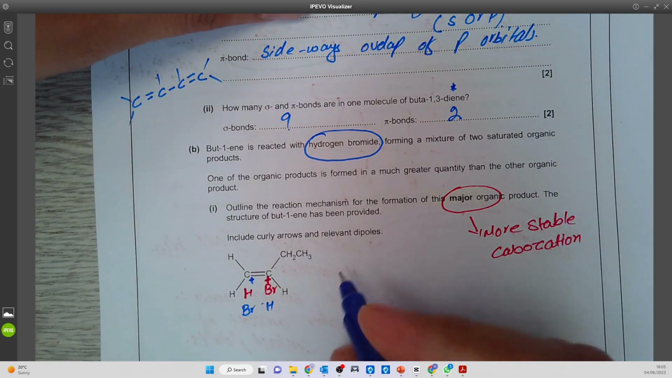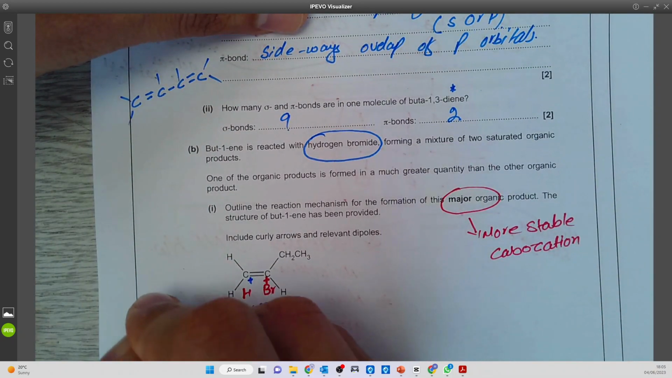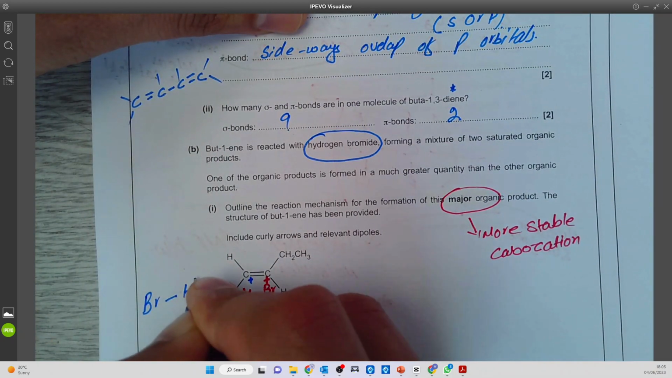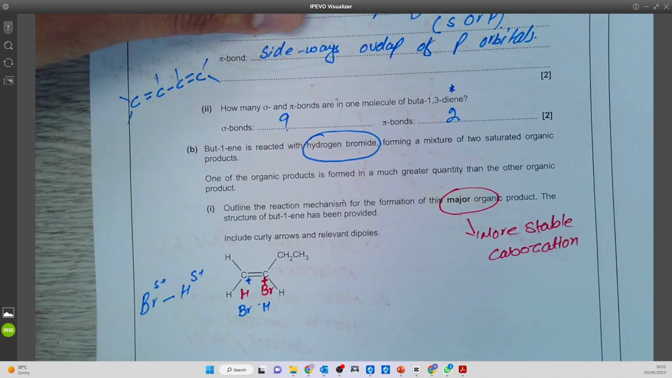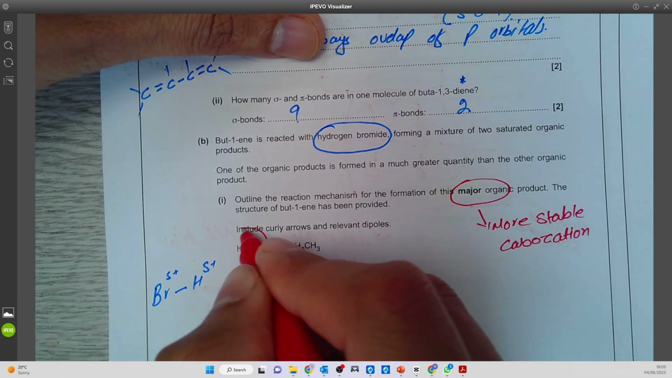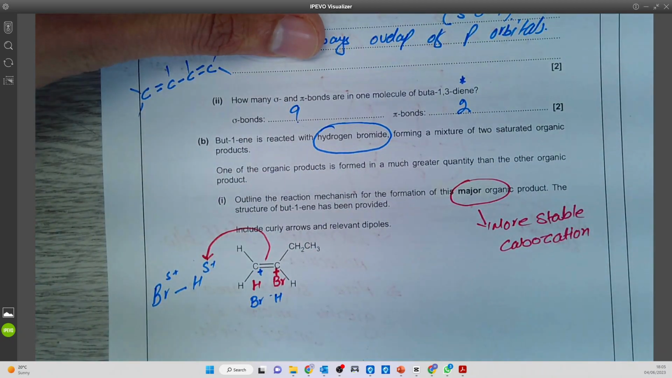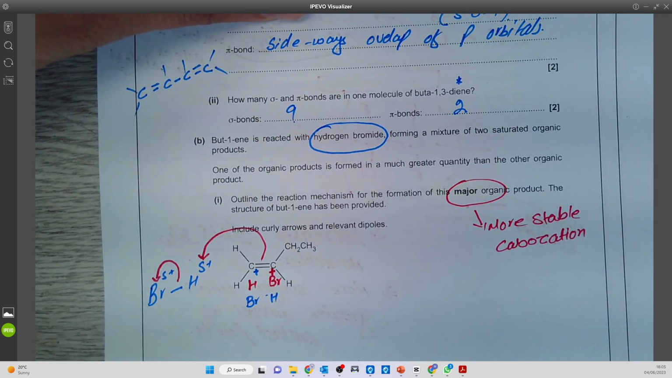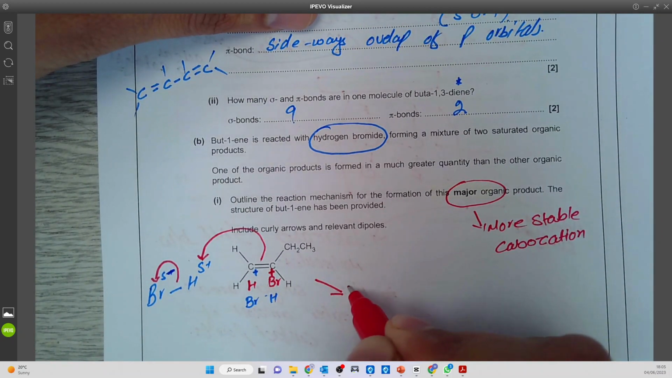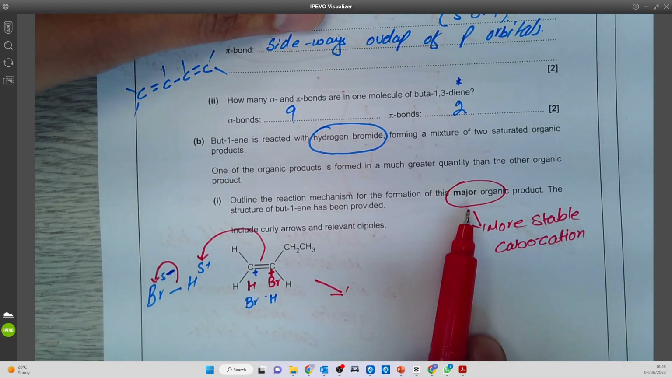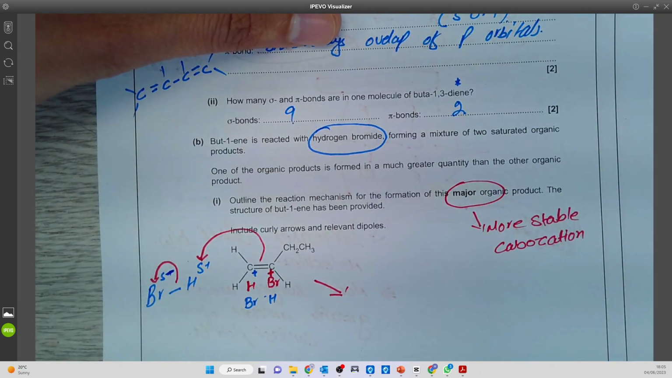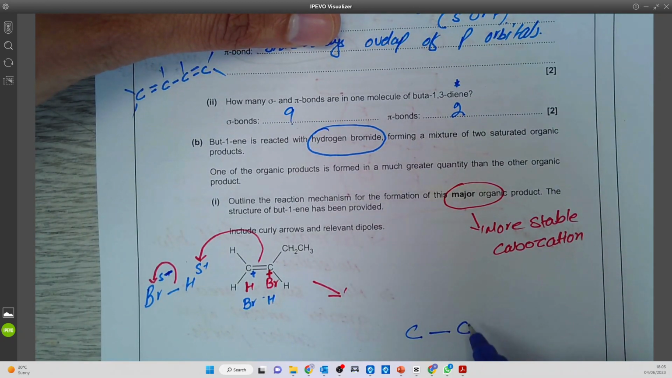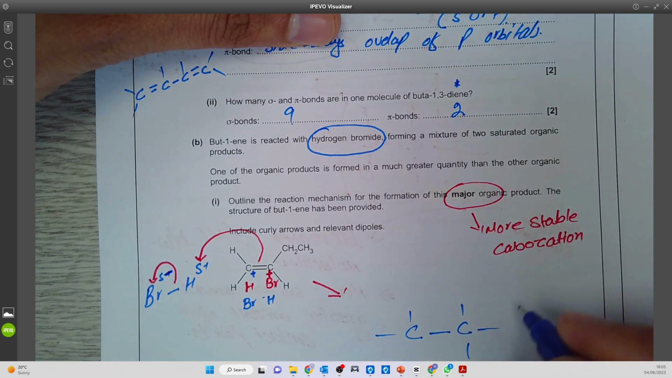In this case, what I'll do is I can say we've got H, Br dash H. This is delta plus, this is delta minus. Electrons will travel from here to this. These electrons will then be given to this. Why did I do delta plus here? It's delta minus. As a result of this, you will then have, but remember it has to be for the major product. So I'll then draw C dash C dash hydrogen.